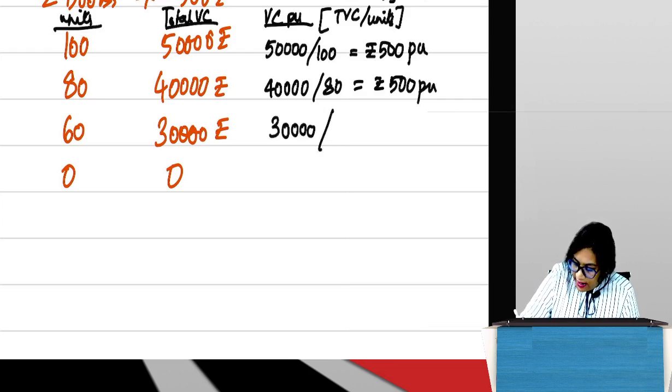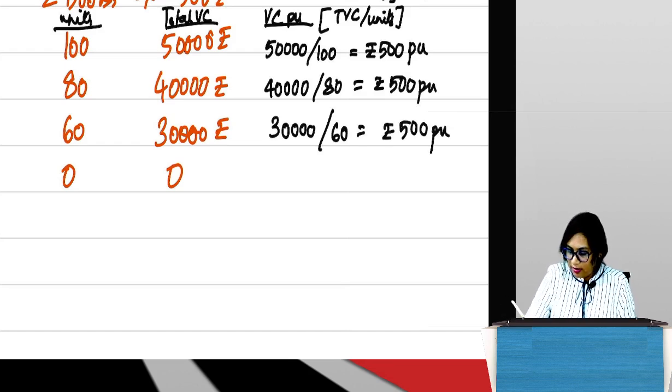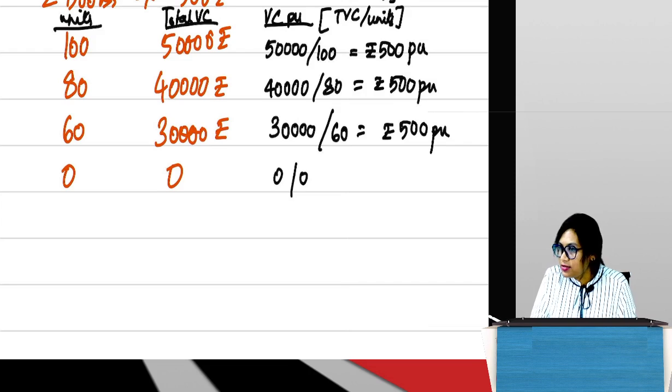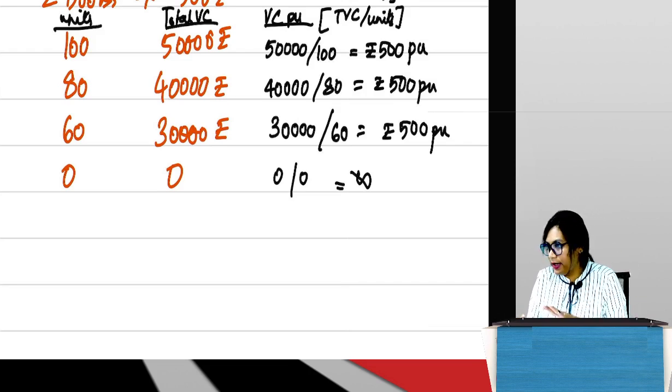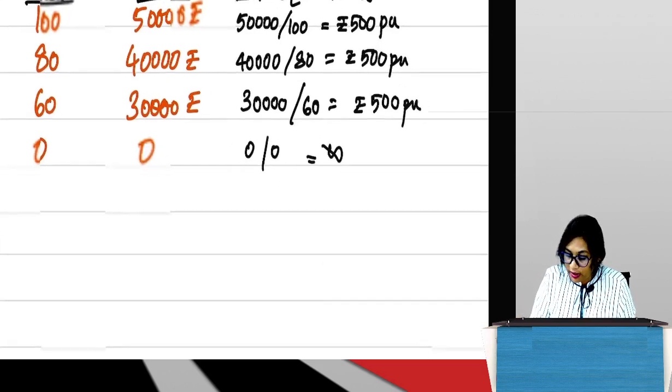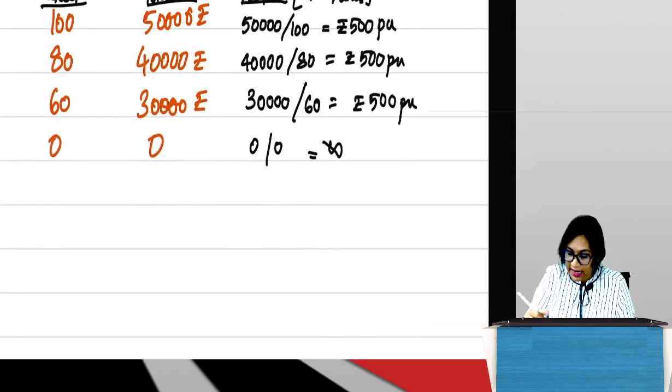30,000 divided by 60, 500 per unit. Guys, 0 divided by 0 is infinity. Anything divided by 0, that anything can be 0 also. So anything divided by 0 is infinity. So you forget the last part, infinity, that is, we are not going to consider that. But see the other trend here.